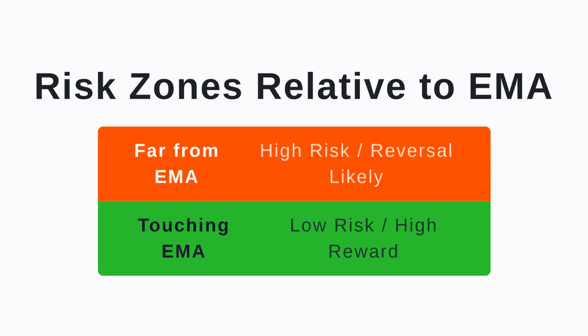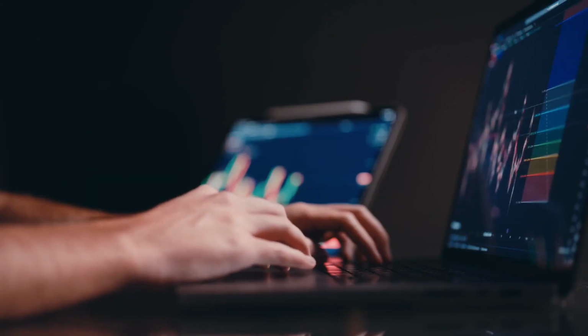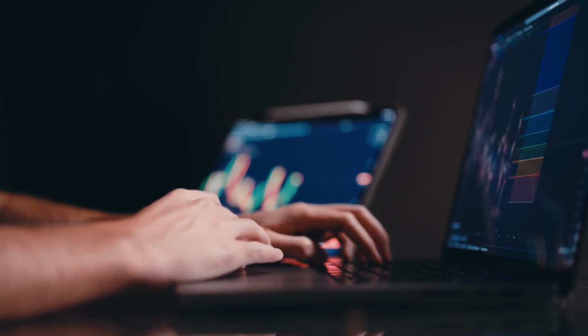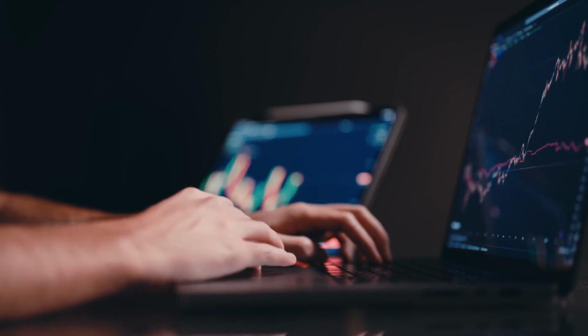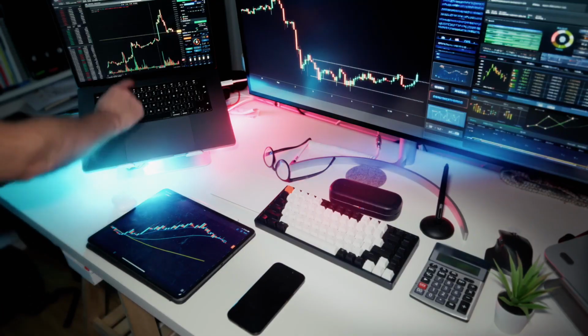Advanced traders use the 20 EMA on higher time frames to find levels on lower time frames. The 20 EMA on a 60-minute chart often acts as a major support level on the 5-minute chart, even if it's not visible on the 5-minute settings. However, keep it simple. If you are day trading, the 20 EMA on your current time frame is usually enough. It captures the psychology of the traders you are directly competing against right now.